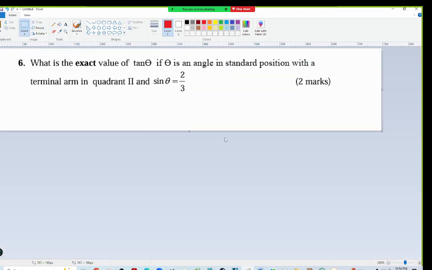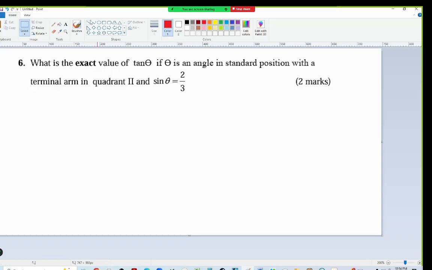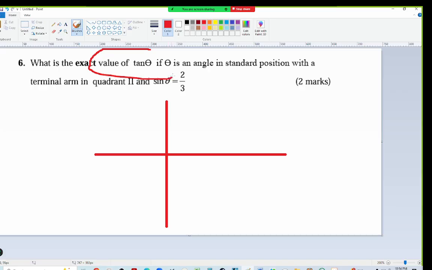We have a terminal arm, so we know that the sine is this. So let's ask ourselves what they tell us. Before you ever tackle a question, say, okay, what do I know for sure? Well, I can see that we're trying to find the exact value of the tan of an angle. We don't know what the angle is. We just know it's in standard position, in quadrant 2. Where's quadrant 2? That one. So we'll just slam an arm there.